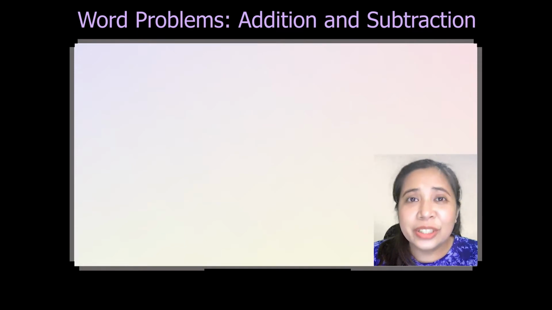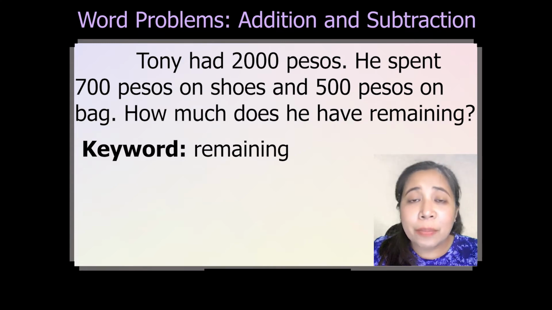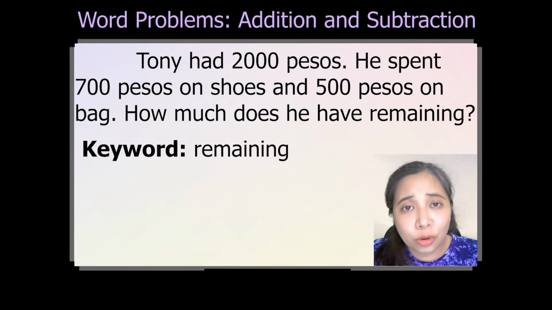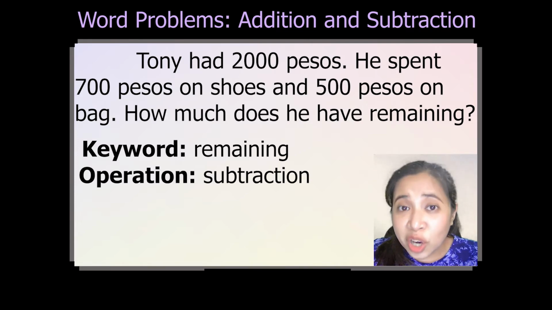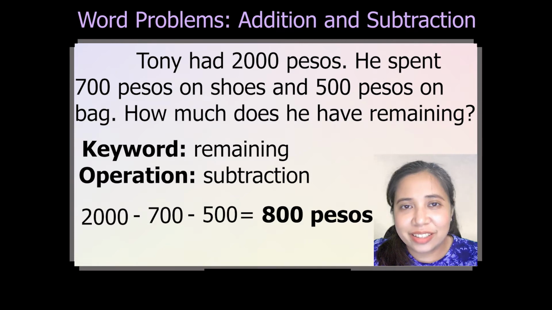Another example. Tony had 2,000 pesos. He spent 700 pesos on shoes and 500 pesos on a bag. How much does he have remaining? Ang keyword naman natin sa word problem na ito ay ang salitang remaining. At kapag nakita o narinig natin ang salitang ito, that means that we're going to subtract the numbers. So 2,000 minus 700 minus 500 is equal to 800 pesos.